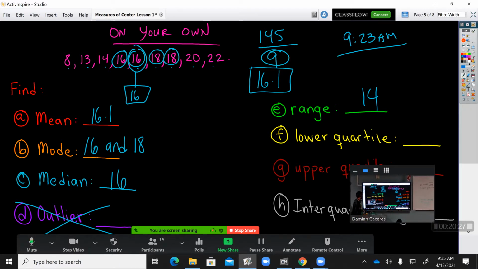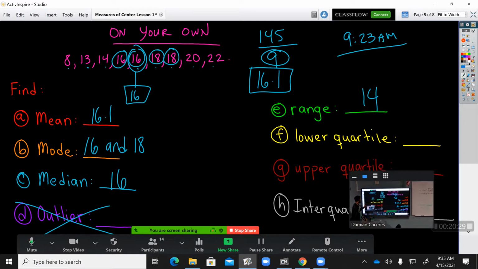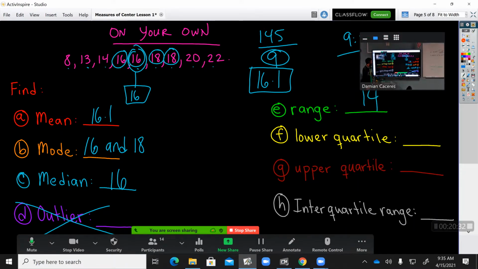Now here on F, we're trying to find the lower quartile and the upper quartile, and then the IQR. So all that has to do with is the center of the left side and the center of the right side. So here, since this 16 is our median, we can't use this as part of our left and right side. So now when we look at the left side, there's two numbers in the middle. Add them up and divide by 2, you get 13.5. That would be the lower quartile.